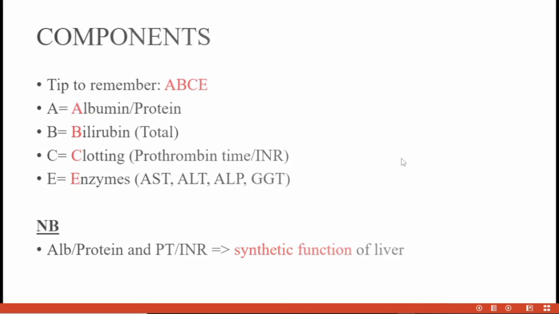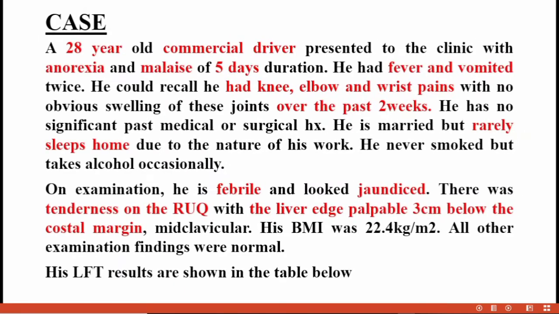So we'll look at the case and see how we'll apply all that we've just learned. A 28-year-old commercial driver presented to the clinic with anorexia and malaise of 5 days duration. He had fever and vomiting twice. He could recall that he had joint pains involving the knee, elbow, and wrist, with no obvious swelling of these joints for the past 2 weeks.